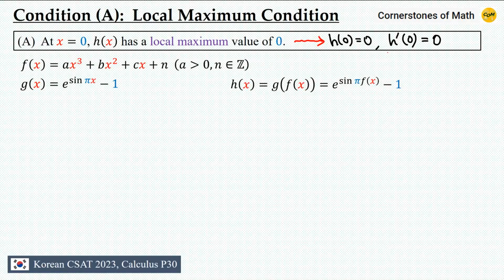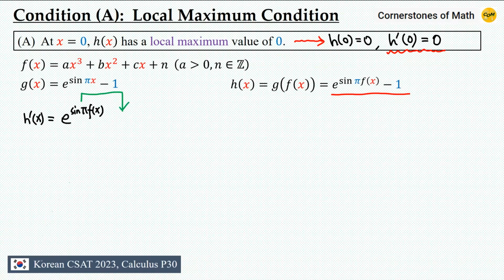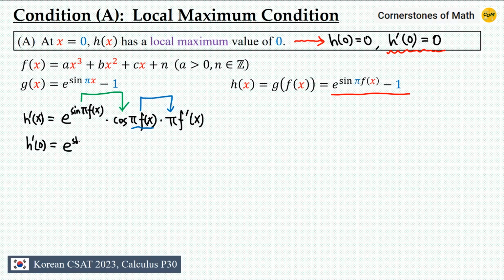Next, the derivative condition, h'(0) equals 0. Here we have to take the derivative of this function, and we have to use the chain rule, so the derivative h'(x) is given as first e to the sin(pi f(x)), then we have to take the derivative of sin(pi f(x)), so we multiply cos(pi f(x)), and we have to take the derivative of pi f(x), so we have times pi f'(x). Therefore, h'(0) equals e to the sin(pi f(0)) times cos(pi f(0)) times pi times f'(0), which must be 0.